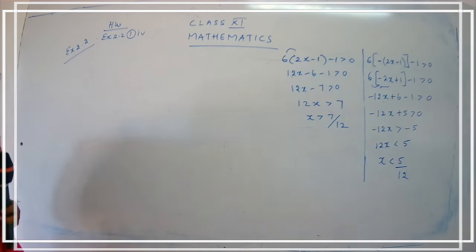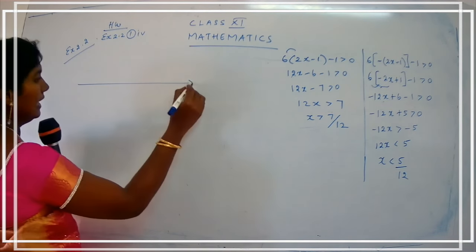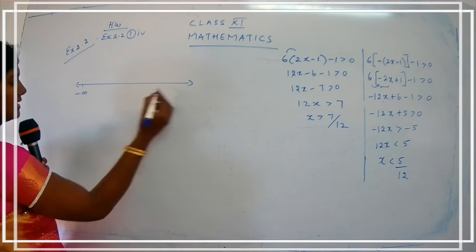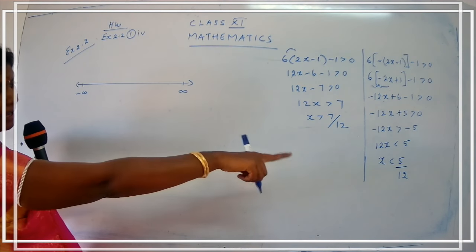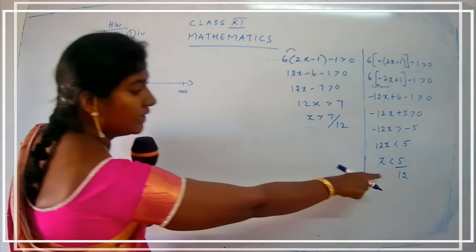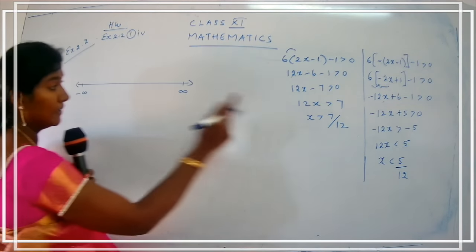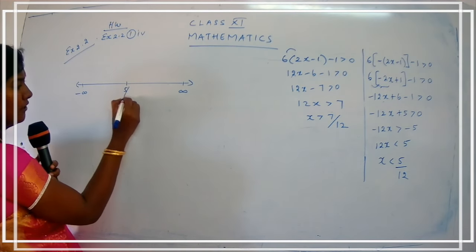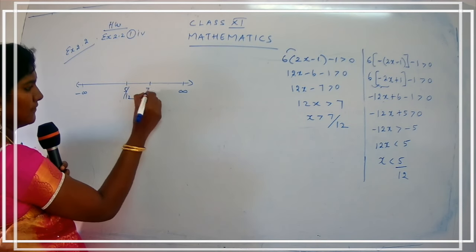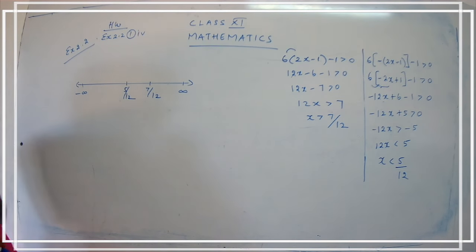So you have to draw a number line first, and we have minus infinity this side and you have infinity. We are worried about two numbers. We are just focusing on 5 by 12 and 7 by 12. Just think of those numbers. 5 by 12 and somewhat here 7 by 12. This is just a rough presentation of your numbers on the number line. So we have 7 by 12 and 5 by 12. I have just presented the numbers. Now let me go for the values.